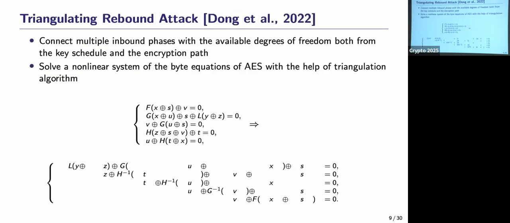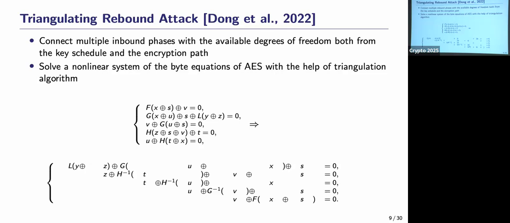At Crypto 2022, Dong et al. introduced the triangulating rebound attack. They connect multiple inbound phases with the available degrees of freedom, both from the key schedule and the encryption path, and efficiently solve a nonlinear system of the byte equations of AES with the help of a triangulation algorithm to fulfill the differential. We give an example of the triangulation algorithm.